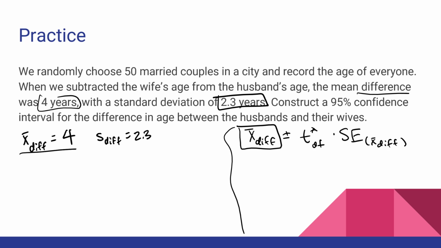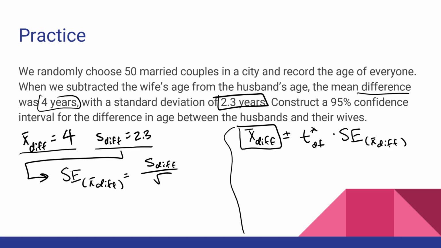Now we have the center of our interval, and even though we have the standard deviation for the differences, we still need to adjust it to create our standard error. The formula for our standard error is equal to our s-diff over the square root of n. S-diff is 2.3. What is our n? That's the number of pairs we have. How many married couples did we sample? We sampled 50, so that is our n. And our final standard error would be equal to 0.325. So we have our center, we have our standard error.